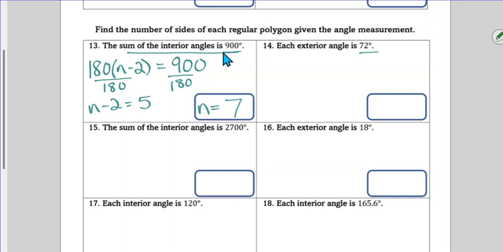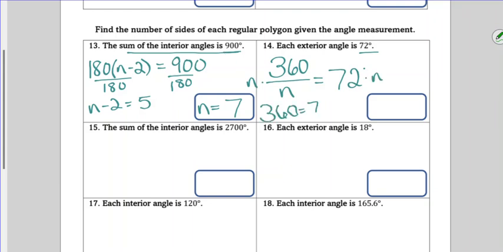Number 14 is saying the exterior angle is 72. I know to find each exterior angle, I just take 360 and divide by the number of sides. So 360 divided by n equals 72. To solve this, I would multiply both sides by n. That would give me 360 equals 72 times n, and then you divide both sides by that 72. So this one has 5 sides.